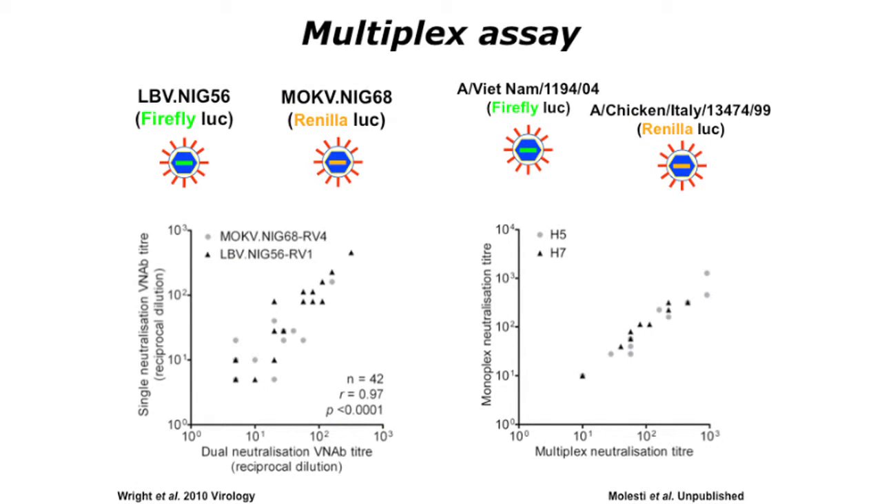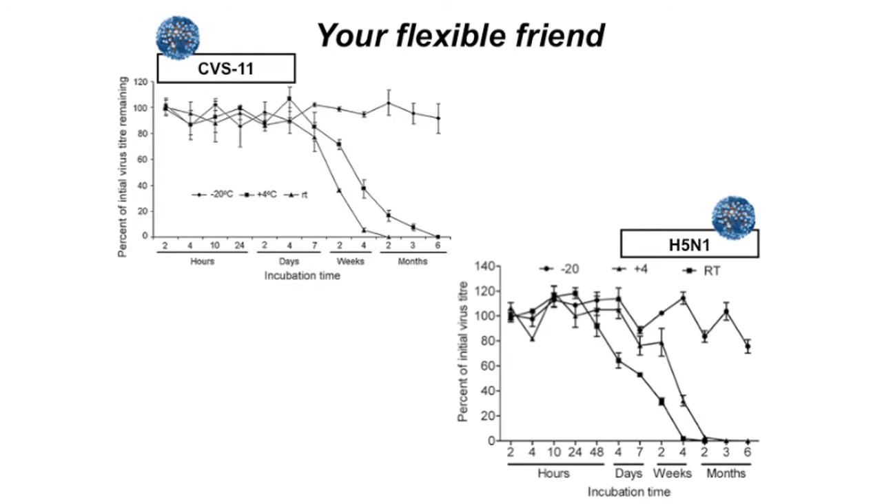It proved a good approach in the preliminary studies we've done, looking at single neutralization titers versus when you add both viruses at the same time, both for lyssaviruses, Lagos bat virus and Mokola virus, and also when we look at two flu viruses, H5N1 and H7N1.